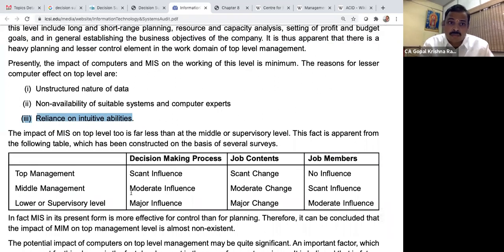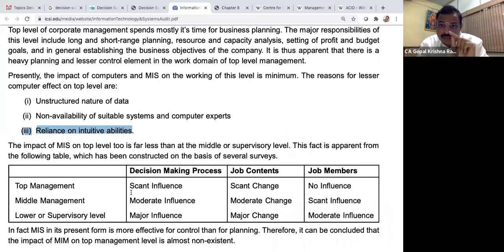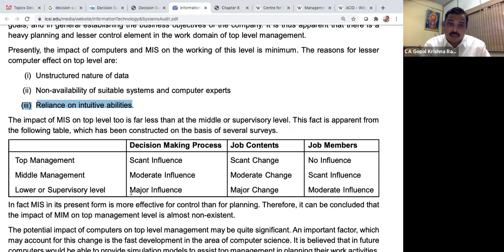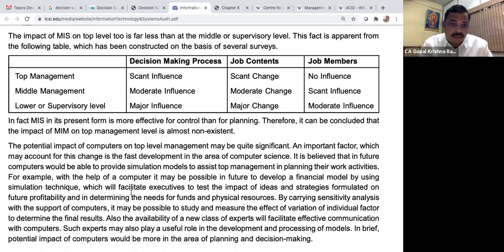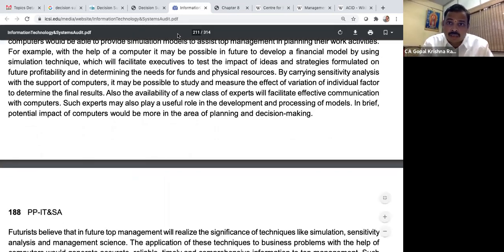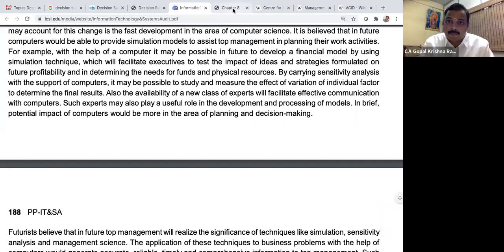Now, what is the meaning of this? Presently, the impact of computer and MIS on working of this level is minimum. Okay, now let me give where it is. You have a question also. Please look at the question.